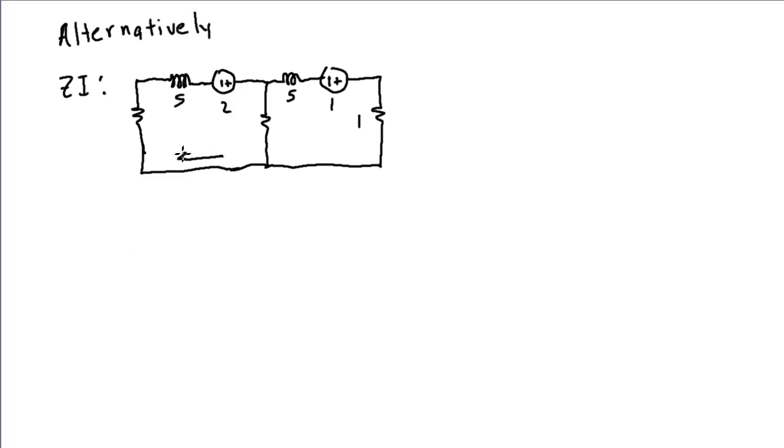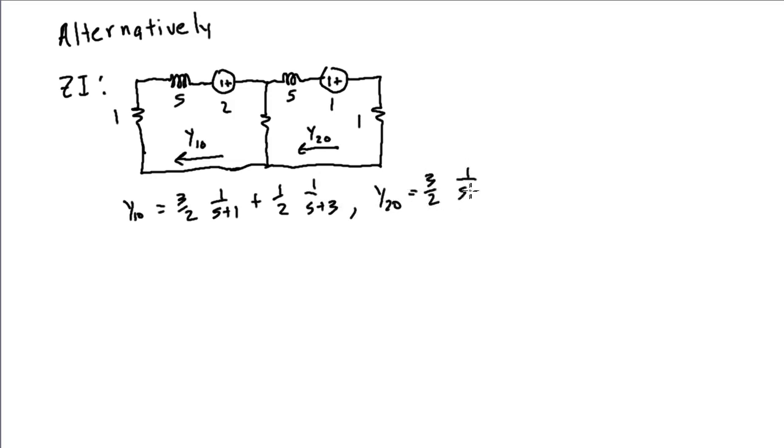I can now find, I'm going to call this Y1 of 0, and I'll call this current Y2 of 0. These aren't the complete currents, these are the zero input currents. And again, using any circuit analysis method, I can solve for Y1 of 0, and I get 3 halves 1 over S plus 1 plus 1 half 1 over S plus 3, and Y2 of 0 is 3 halves 1 over S plus 1 minus 1 half 1 over S plus 3. And so back into the time domain, I can find these zero input currents, or the portion of the current that's just due to the initial conditions.